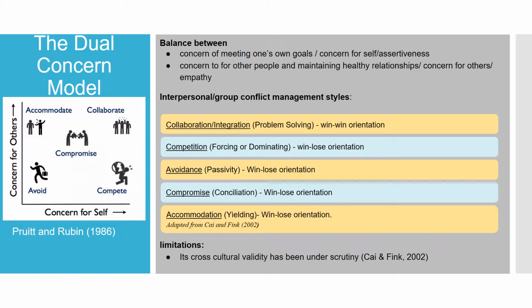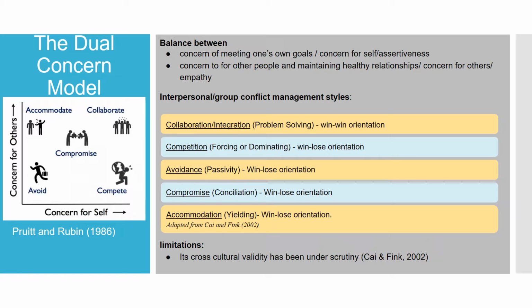The dual concern model was proposed by Pruitt and Rubin in 1986. The model predicts conflict behavior based on the balancing of concerns of meeting one's own goals and concern for other people and maintaining healthy relationships. There are 4 main interpersonal group conflict management styles. Collaboration, or integration, results in a win-win orientation by having a high concern for both self and others.